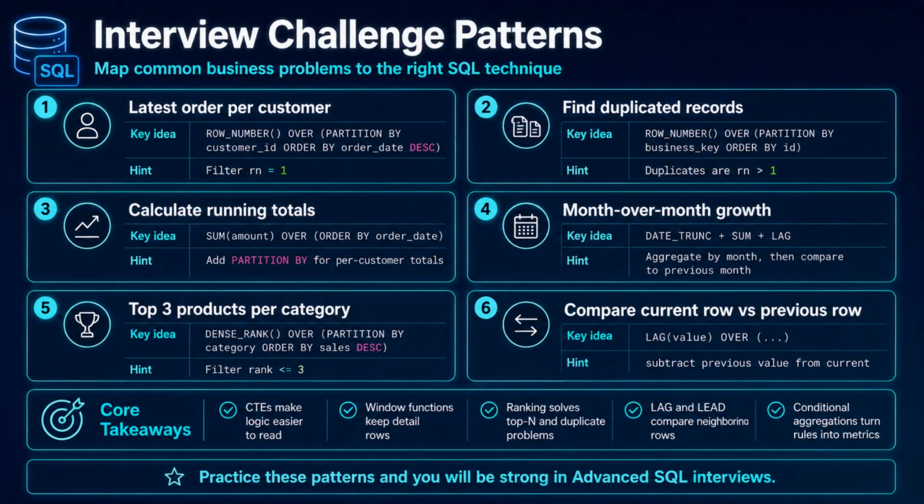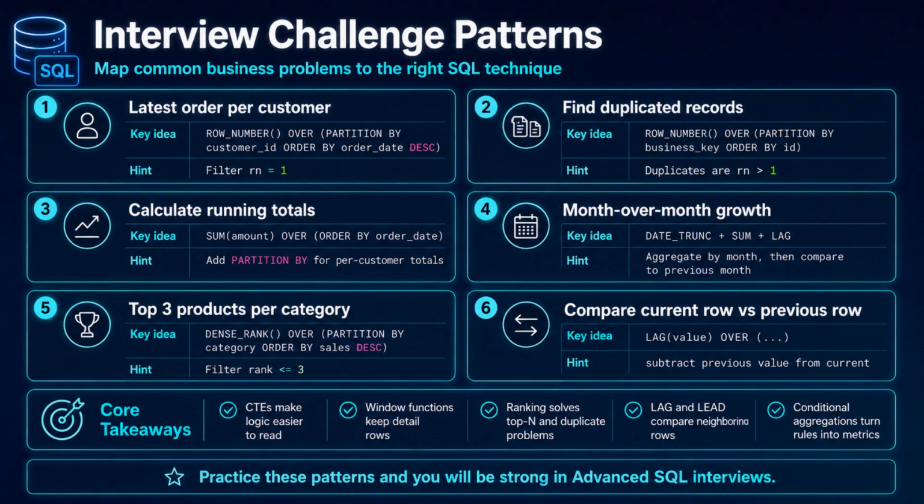Let us finish with the most important advanced SQL interview patterns. The goal is to map each business problem to the correct SQL technique. Pattern 1. Latest order per customer. Use ROW_NUMBER over partition by customer ID order by order date descending. Then filter row number equal to 1.